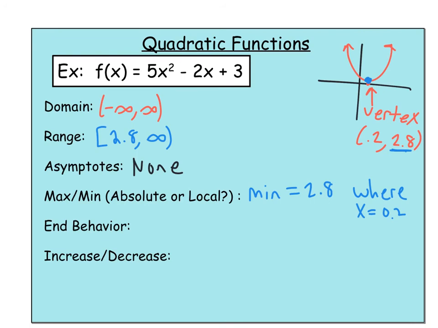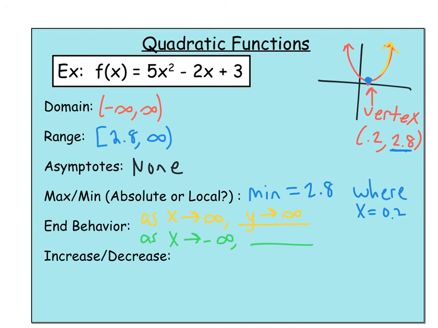Now end behavior though. Let's think about this. We've got two ends, right? We always have two ends that we need to state. Something's happening as x goes to infinity, and then something separate happens as x goes to negative infinity. Something on the right end, something on the left end. So on the right side of this graph, what are the y values doing? They are going up. So they are going to positive infinity.